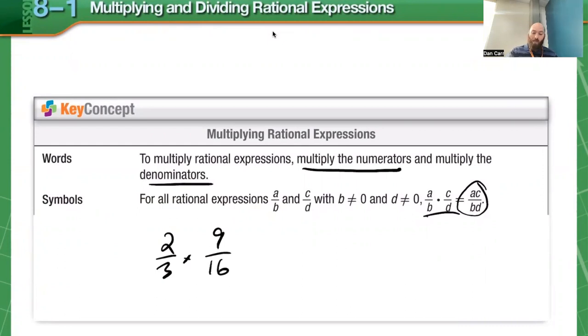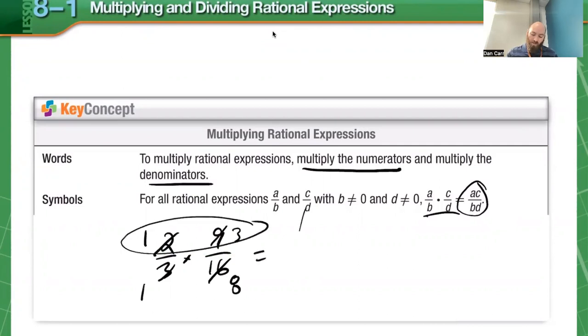Okay. We, in the past, would have just done 2 times 9 and 3 times 16. But another thing we can do to help with this idea here, we can think about common factors, especially diagonally. If I look at 2 and 16, those are both divisible by 2. So if I divide by 2, that's a 1, divide by 2 is an 8. If I look at 3 and 9, those are both divisible by 3. So I divide by 3 is 1, divide by 3 is 3.